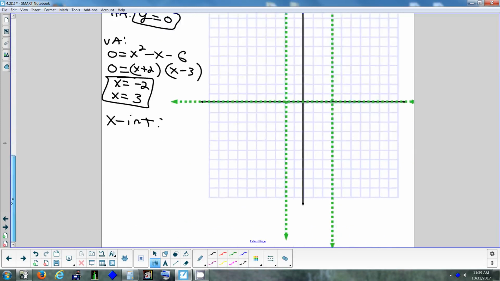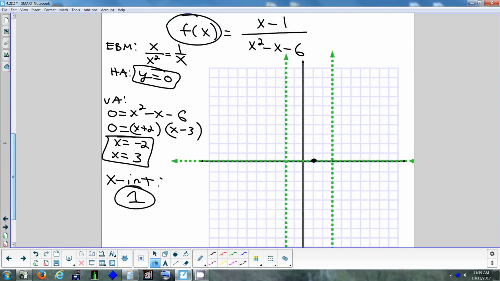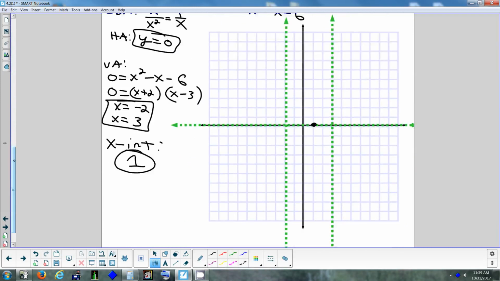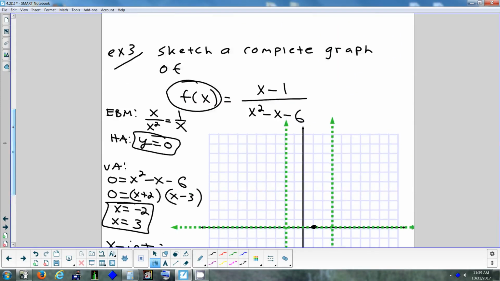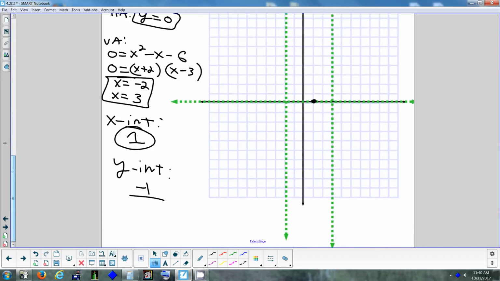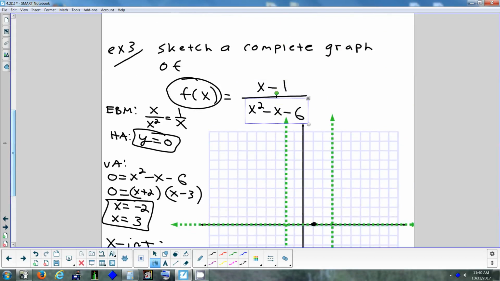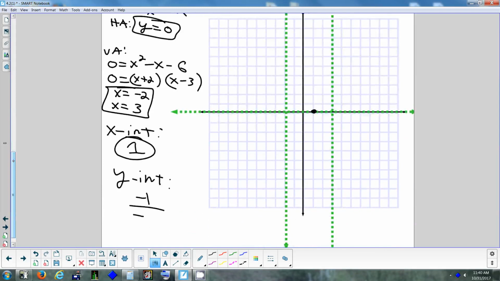Okay, so what would make the top 0? 1. That's my x-intercept. This is going to cross the x-axis at 1. Now my y-intercept. This time, you don't plug in a 0 for y, you plug in a 0 for x. So what's 0 minus 1? Negative 1 over 0 squared minus 0 minus 6. Just negative 6. So this graph is going to cross the y-axis at 1/6.